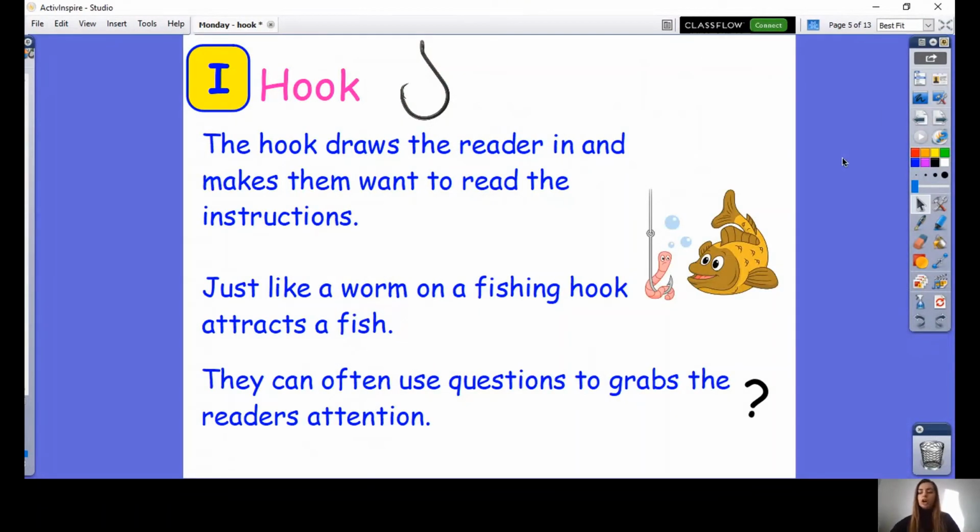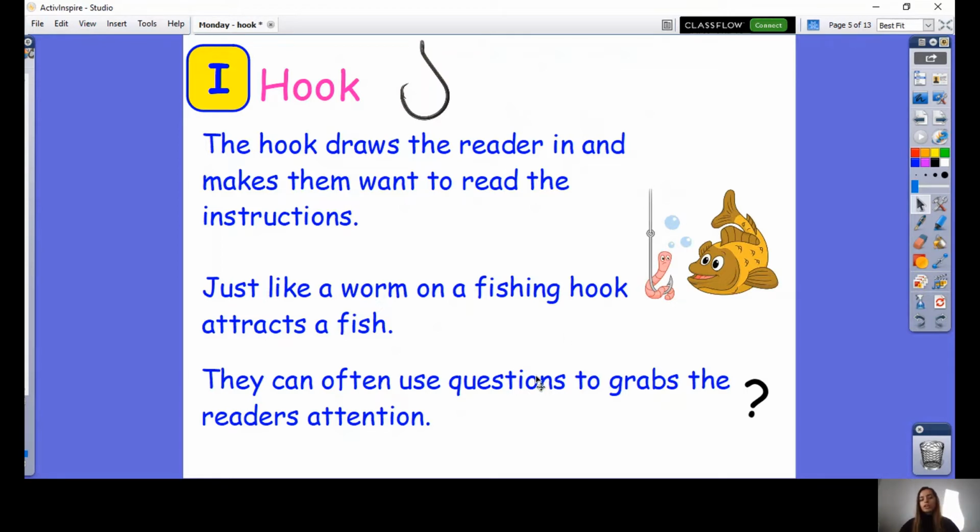Today we're going to write our hook for our disgusting sandwich. The hook draws the reader in and makes them want to read the instructions. Just like this picture here, it's like a worm on a fishing hook attracting a fish. That fish really wants to eat that worm on the fishing hook.